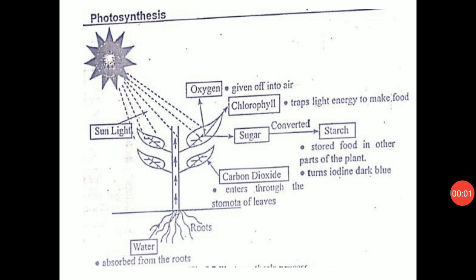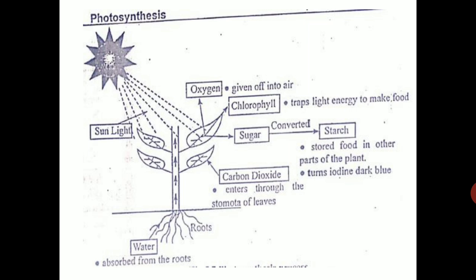In this discussion, we shall look into photosynthesis. A very nice picture is given here. This is the world's largest producer. Plants are the largest producers in the world. They are primary producers also.